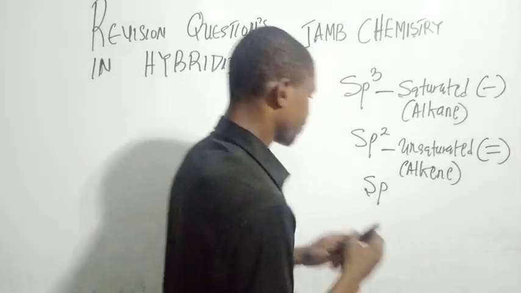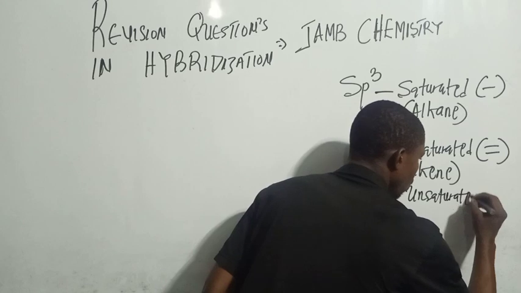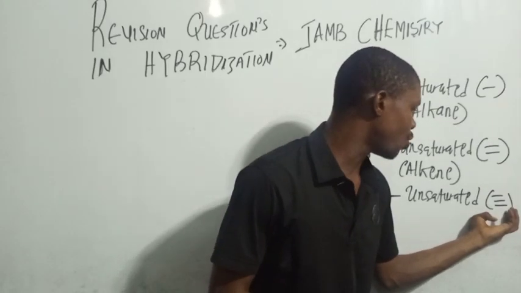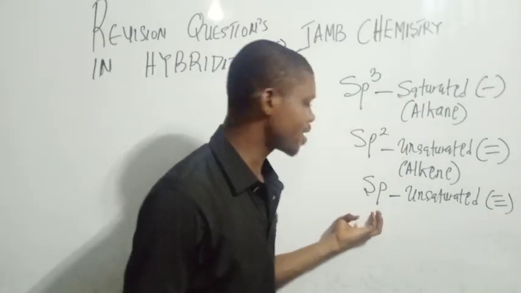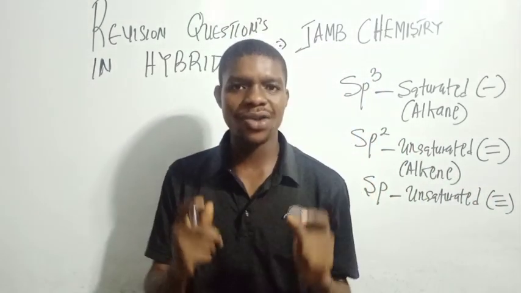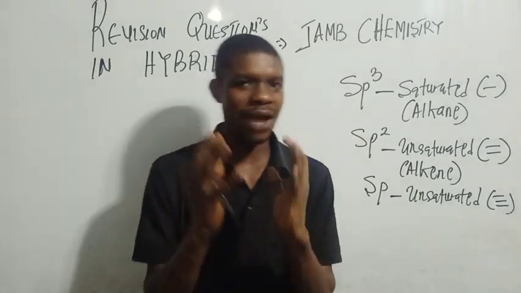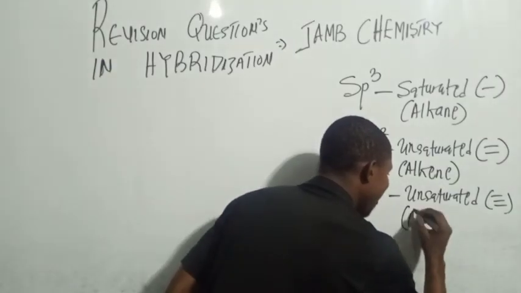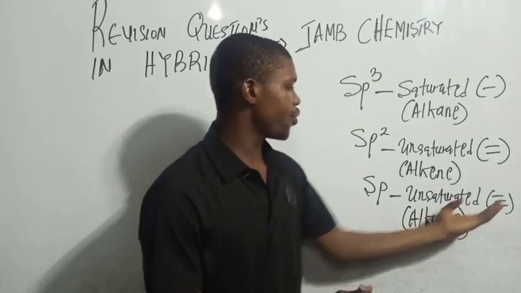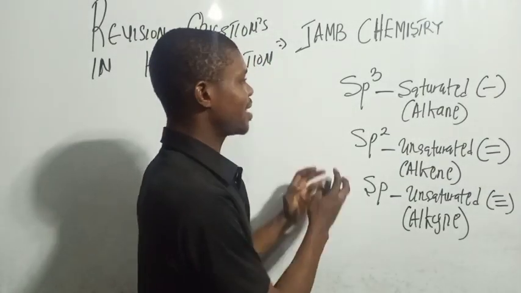Do you get that? Now sp is also called unsaturated, and it contains triple bonds. So whenever you see a triple bond in an organic compound, it's sp. It contains two pi bonds and one sigma bond. Do you get? Two pi bonds and one sigma bond. You have to understand this. An example is the alkyne. So these are things you really need to know, because you have to answer so many questions relating to this hybridization.